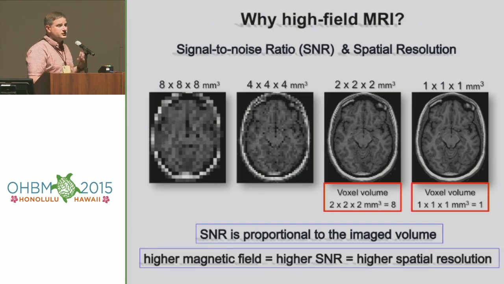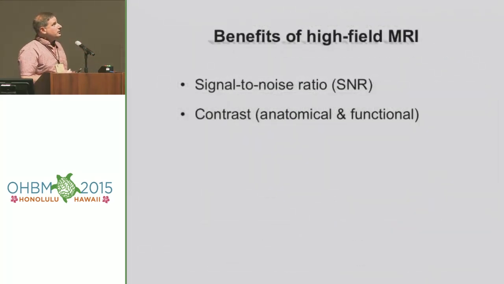So the whole idea is going to high field, you actually get higher SNR. That allows you to push the resolution to smaller and smaller voxels. When you go to high field, you have 2 main benefits. Of course, one is the SNR, the signal-to-noise ratio, that I just explained. But then you also have an increase in the contrast.